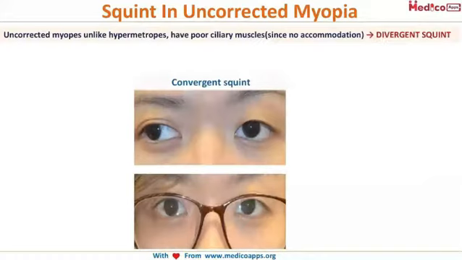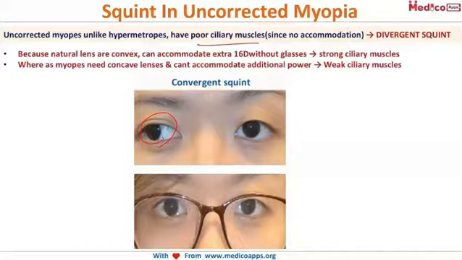Now, what happens in myopia? They result in an exotropia. See, there is an outward deviation because the myopes cannot accommodate as well as the hypermetropes do. So, they have a poor ciliary muscle tone.